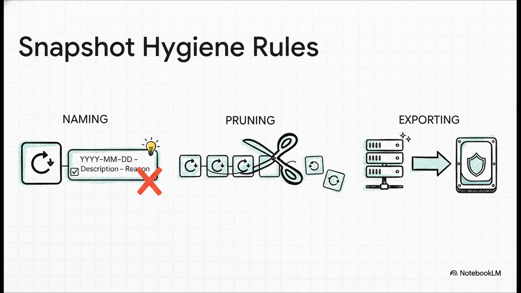First, name your snapshots like a mini incident report. The date, what you changed, and why. Second, be aggressive about pruning old ones. Keep it to 3 or 4 max to keep things snappy. And third, for those really critical baseline machines, export the entire VM to an external drive. That's your ultimate safety net.